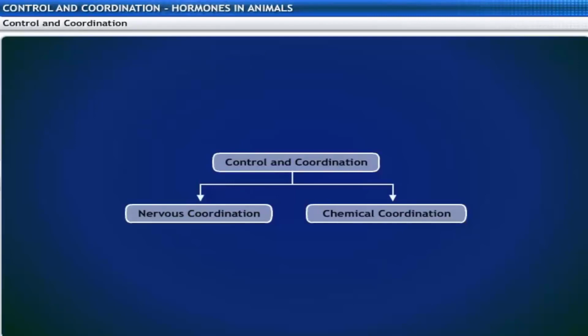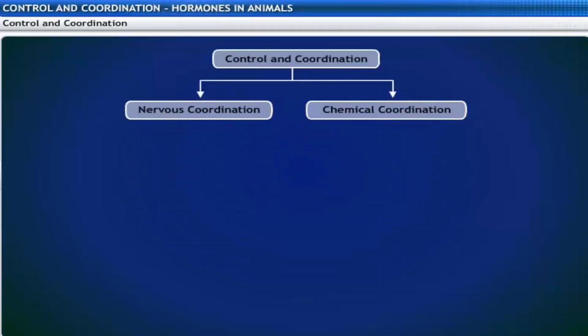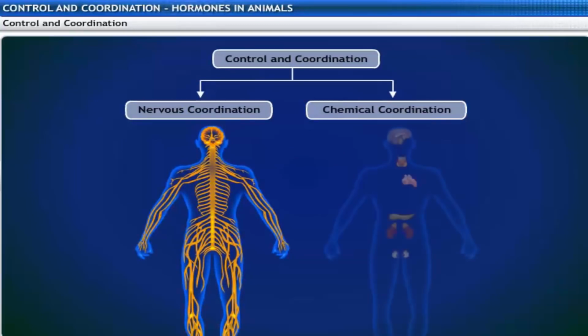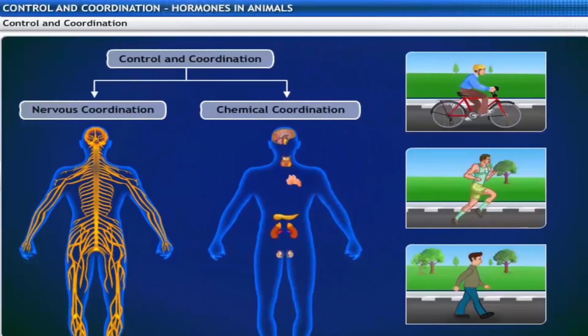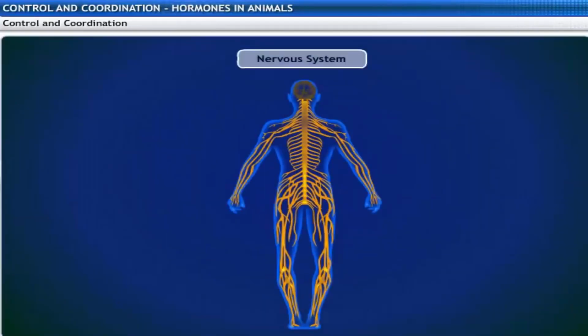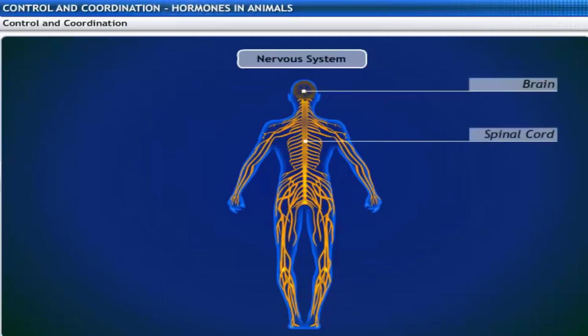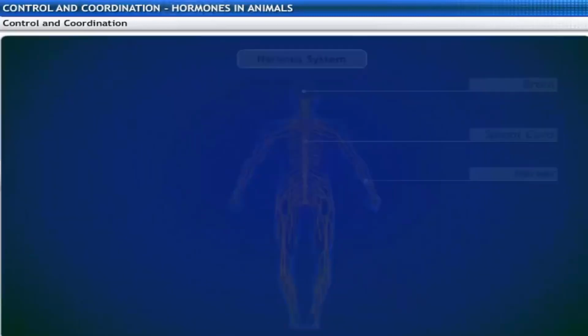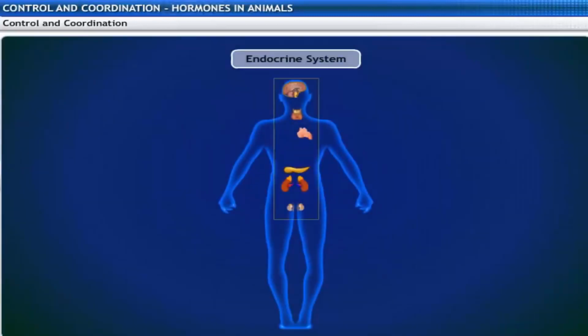The animal body has two levels of control and coordination: nervous coordination and chemical coordination. The nervous system and the endocrine system act in a coordinated manner for the proper regulation of body activities. The nervous system consists of the brain, the spinal cord and the nerves. The endocrine system consists of glands and hormones.